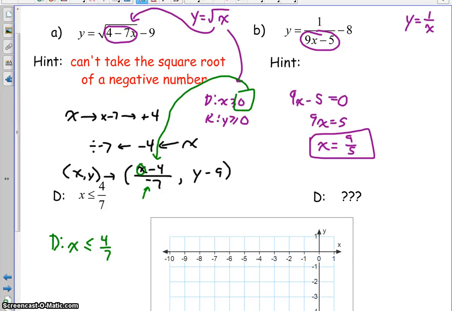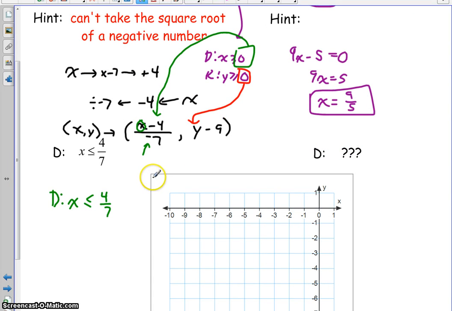Okay, so for the range, my original boundary for the range is at 0. I plug it into the mapping rule. 0 minus 9 gives me -9. So the question is, did my sign change directions? Well, in here I didn't multiply or divide by negative. I subtracted something, sure, but no multiplication or division by a negative happened here. So I would still stay at y is greater than or equal to -9.